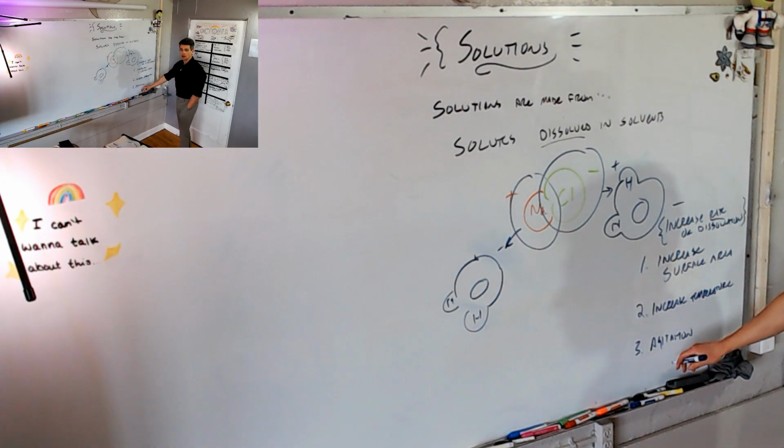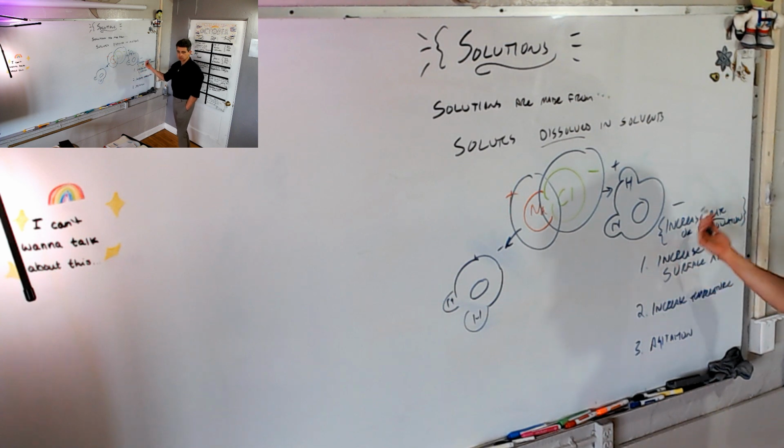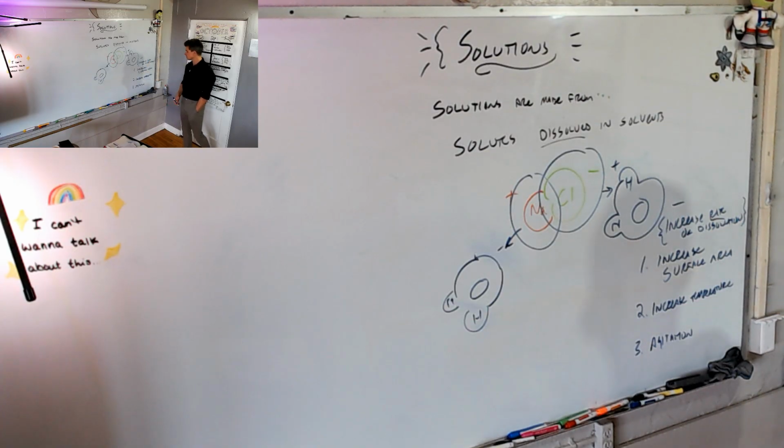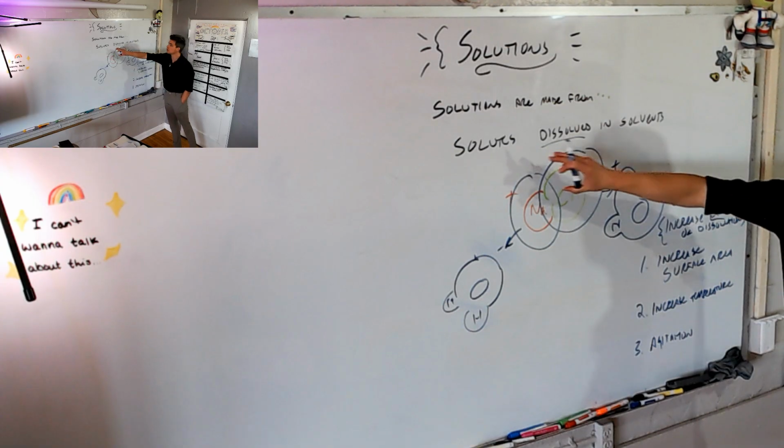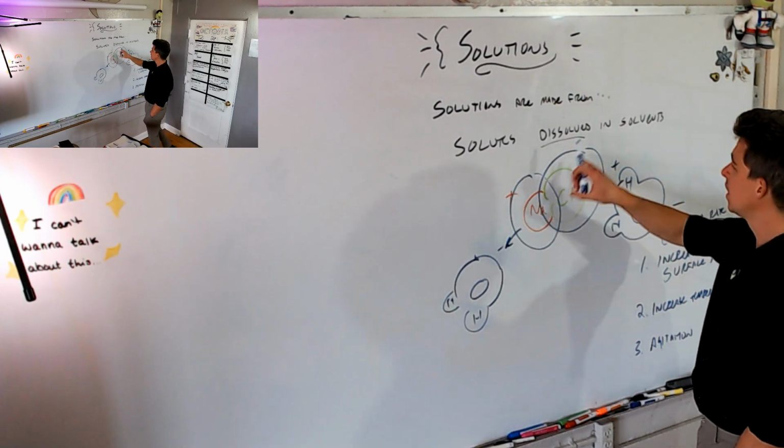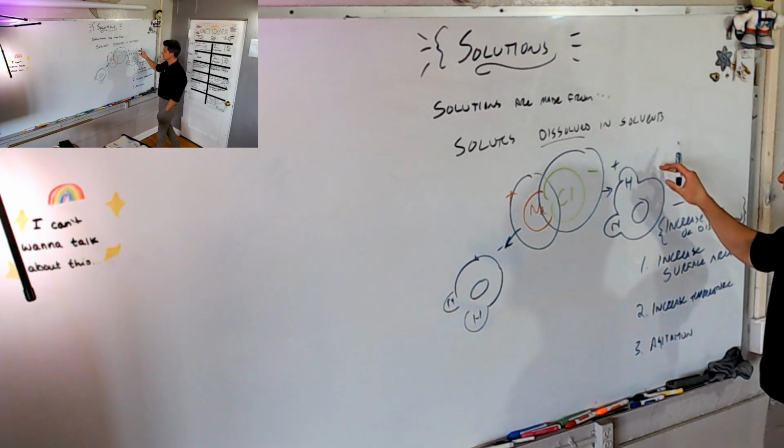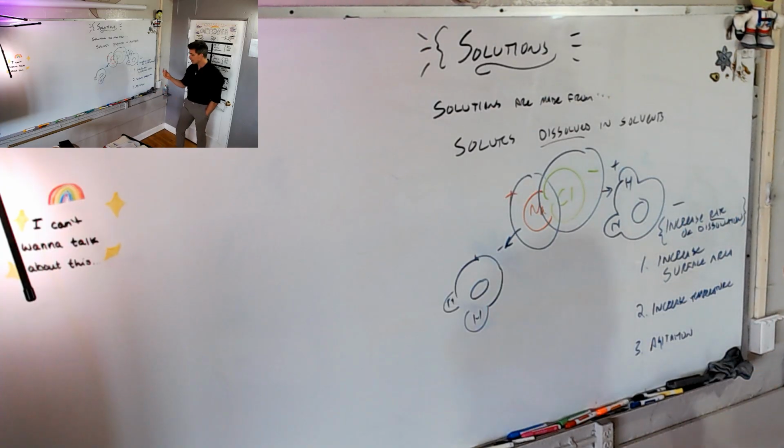Stirring, warming, making finer. I mean, if you had to use one single word, you could probably say grinding. We usually grind things up to make them increase in surface area. So that's how solutes, which are the things being dissolved, dissolve in solvents, which are the things that do the dissolving. Now, how do we measure this?